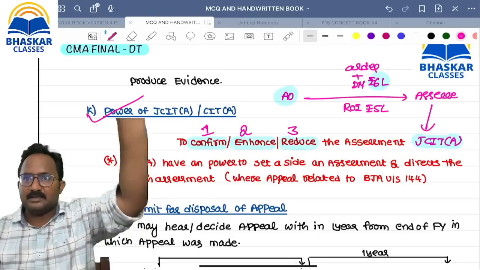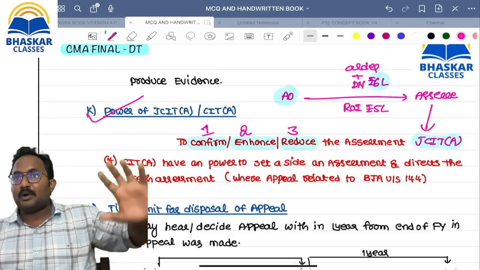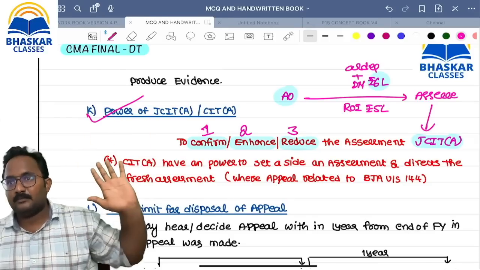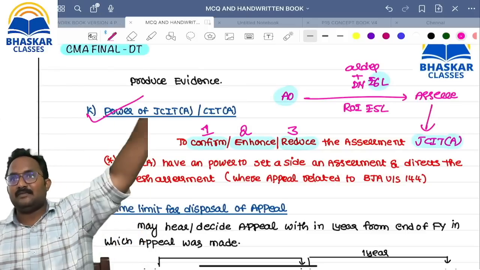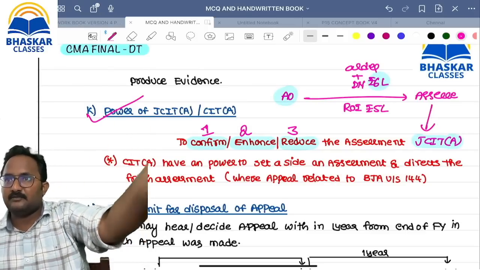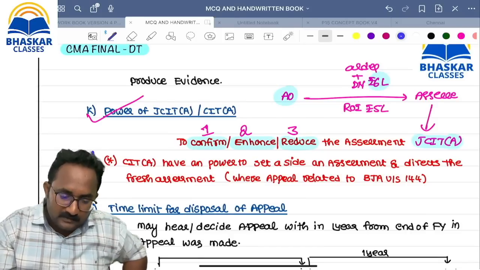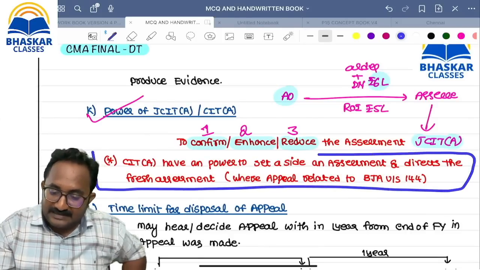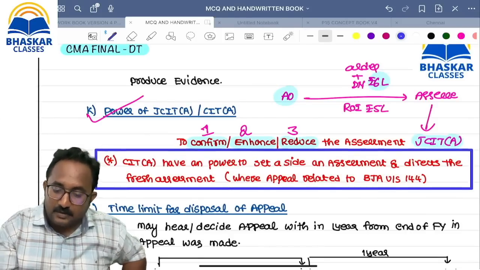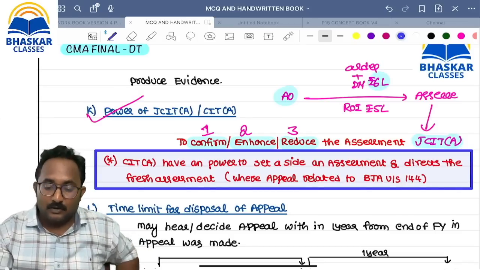Confirm means whatever the assessment was, it is correct. Enhance means we can add some more areas and conduct the assessment again. Reduce means we can exclude some areas and pass the assessment order. But this is an amended point. Now you can read: CIT appeals has a power to set aside the assessment and direct fresh assessment where the appeal is related to what?